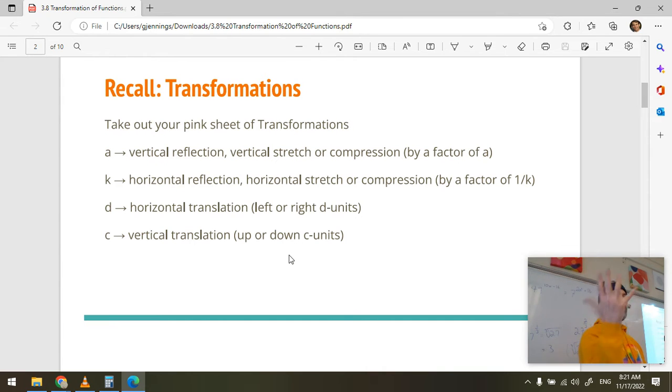The k transformations, that's where we get our horizontal reflections. And we've also seen those are related to flipping your base, doing the reciprocal of your base with an exponential function, because of the way negative exponentials work. The negative exponentials just flip your base. And then d, horizontal translation, moving functions to the left or right. That's when we add or subtract from our inputs. And c, we saw that yesterday, lifting our whole exponential function up or pushing it down, bringing with it the asymptote.